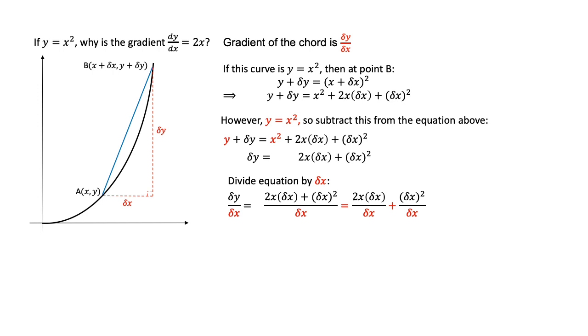Now, the right-hand side can be simplified because I've got two terms on the top. So the 2x delta x, if I divide by delta x, becomes 2x, and the delta x squared divided by delta x becomes simply delta x. The power drops by 1. So there it is. That is the gradient of this chord from point A to B, where the two points are on the curve y equals x squared.